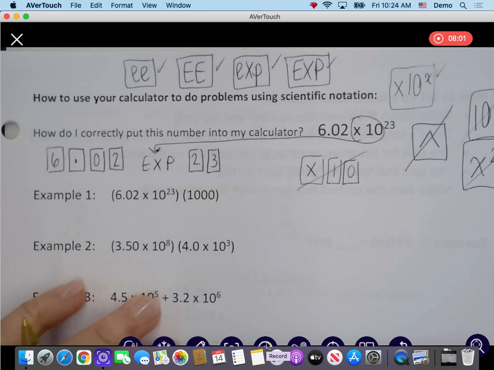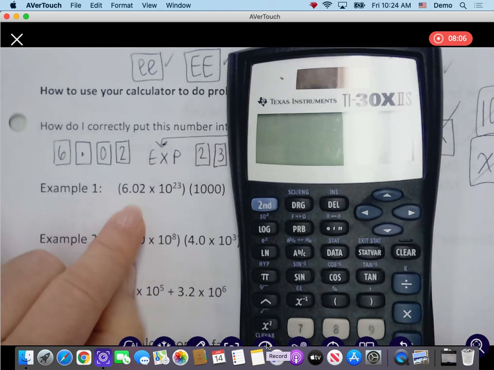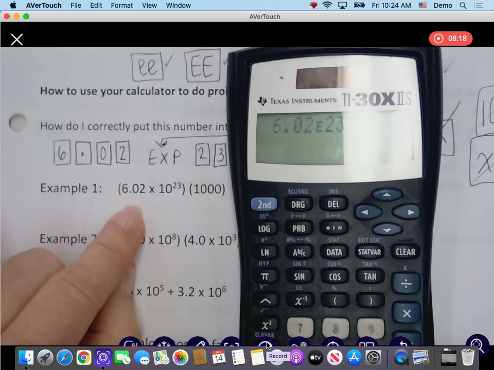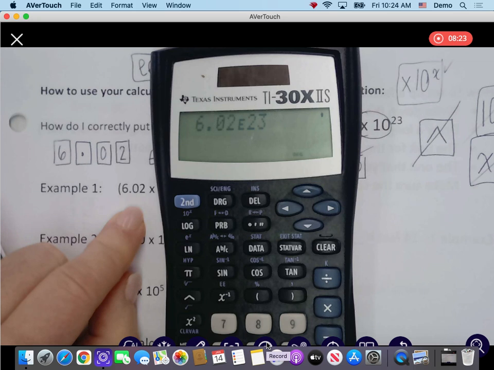So we want to punch in. Everybody clear your calculators out. Let's put in 6.02 EE, or times 10. I'll say EE to myself sometimes. Y'all notice I say times 10 to the 23rd. Now it is okay to touch the multiplication key because I'm multiplying that whole exponent by something else. So I'm going to hit times 1,000 equals. And you should get 6.02.